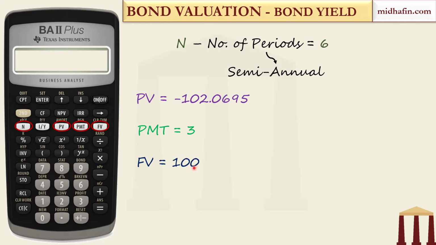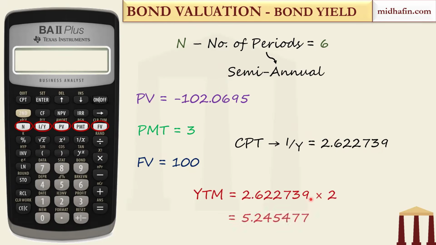So what are you going to find out now? I/Y, right? The yield. So CPT I/Y. Now you get 2.622739. Is this the bond yield? Yes, absolutely. This has to be multiplied by 2 because this is the interest per semi-annum. This is the yield per semi-annum. Okay, so the bond is yielding 2.622739% per semi-annum. And to find out the yield, it will be 5.2454%.